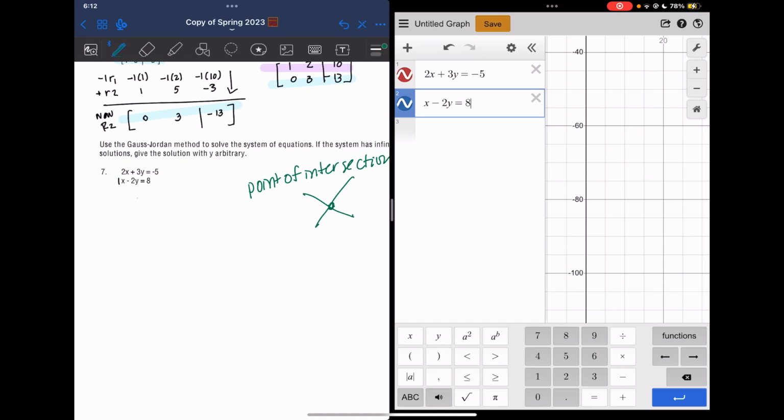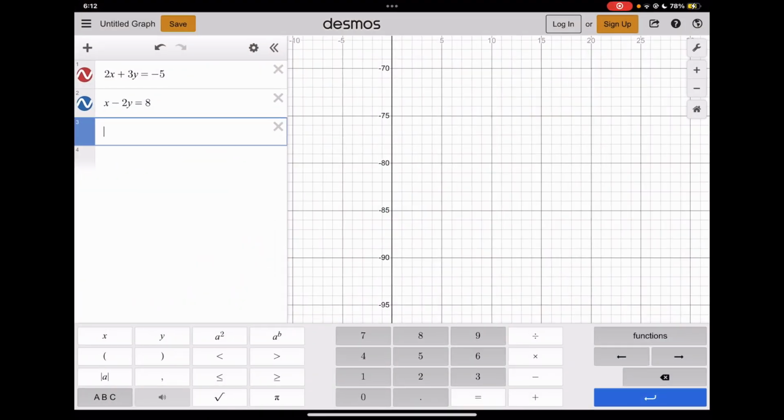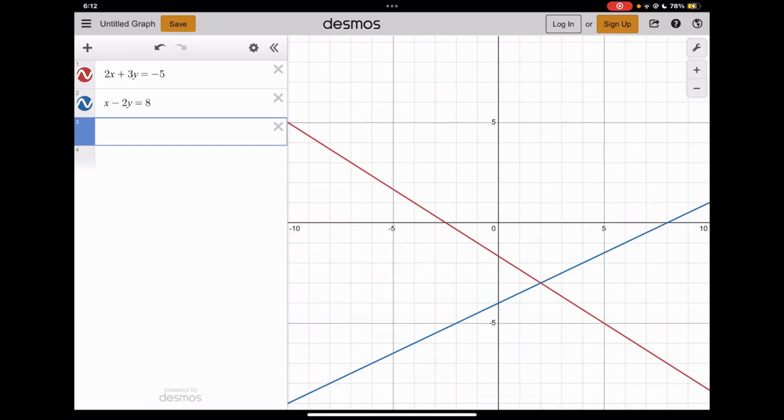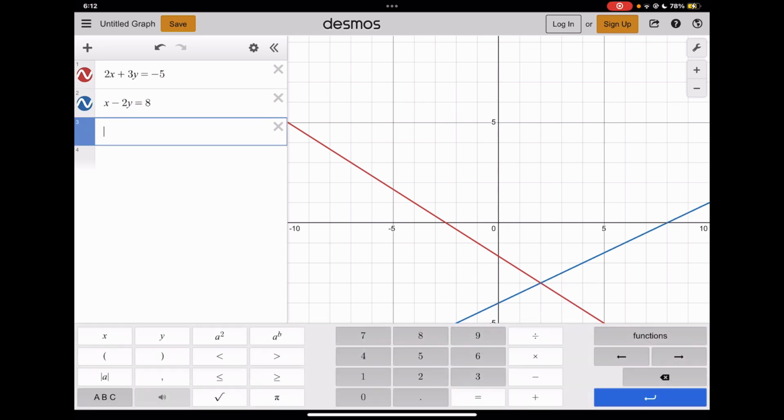And then we graph these. So we're going to look at the app all together. One of the lines is blue, one of the lines is red. We cannot see it on this table, so we're going to press the home key. And right here, if we touch, remember this is a touch screen, this is the point of intersection, so it's going to be 2, -3.